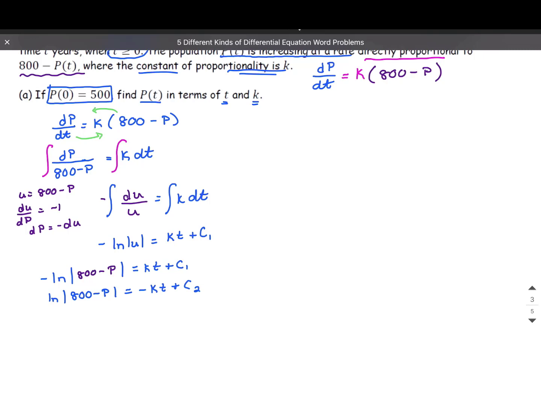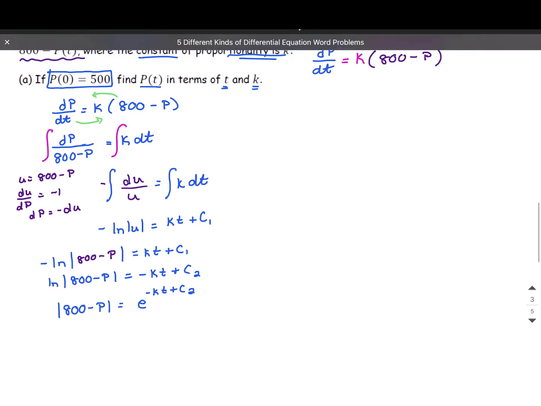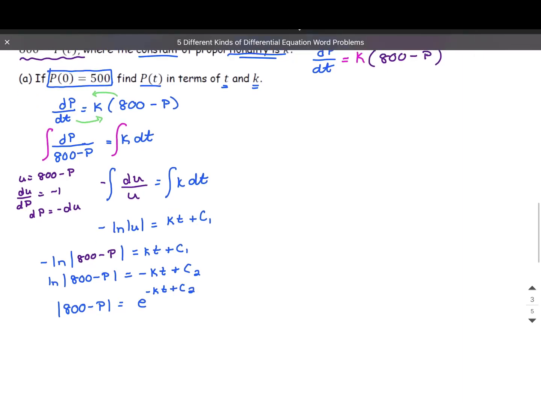Now we have a log equation, which in order to solve we have to change to an exponential. So we keep the absolute value of 800 minus p equals e, the base of the natural log, raised to the negative kt plus c2. Now we need to get rid of the absolute value, but in order to do that, we would have to show that the other side can be positive or negative.